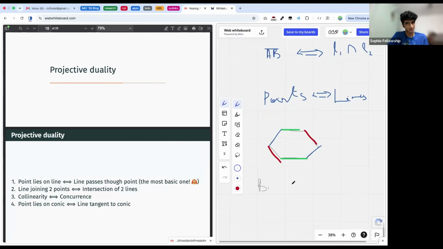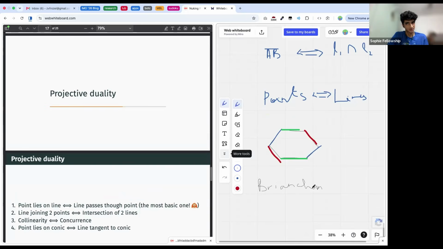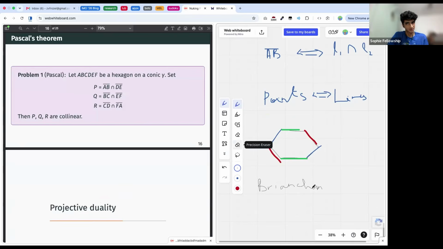Going back to the statement of Pascal, let A be a hexagon. Under duality, A, B, C, D, E, and F, being points, become lines. Statement for Brianchon again.